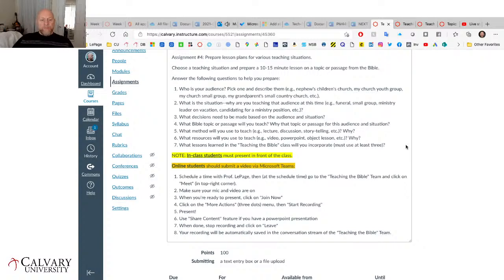Then what Bible topic or passage will you teach? Why that topic or passage for this audience and situation? Just explain that for me. What method will you use to teach? Lecture, discussion, storytelling? We're going to talk about that today. That's part of the teaching process. And then why? Why choose that method? Why lecture for sixth grade boys? Why discussion for sixth grade boys or whoever your audience is? Okay, so what method? Think about method.